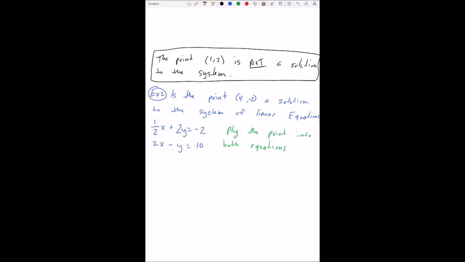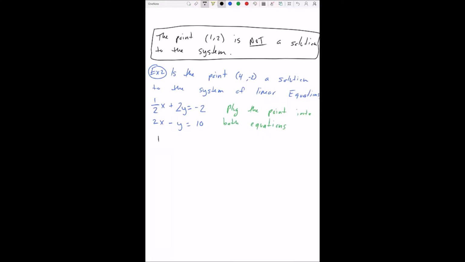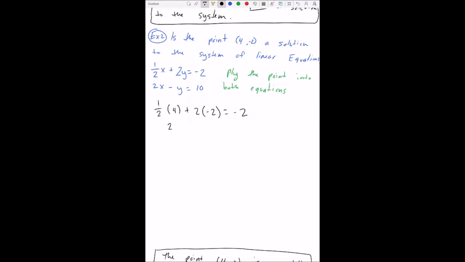Is the point (4, negative 2) a solution to the system of linear equations? We have our system: 1 half x plus 2y equals negative 2, and 2x minus y equals 10. We plug the point into both equations. So we have 1 half times 4, plus 2 times negative 2, equals negative 2. Half of 4 is 2, 2 times negative 2 is negative 4, and 2 minus 4 is negative 2. Negative 2 does equal negative 2, so that works.